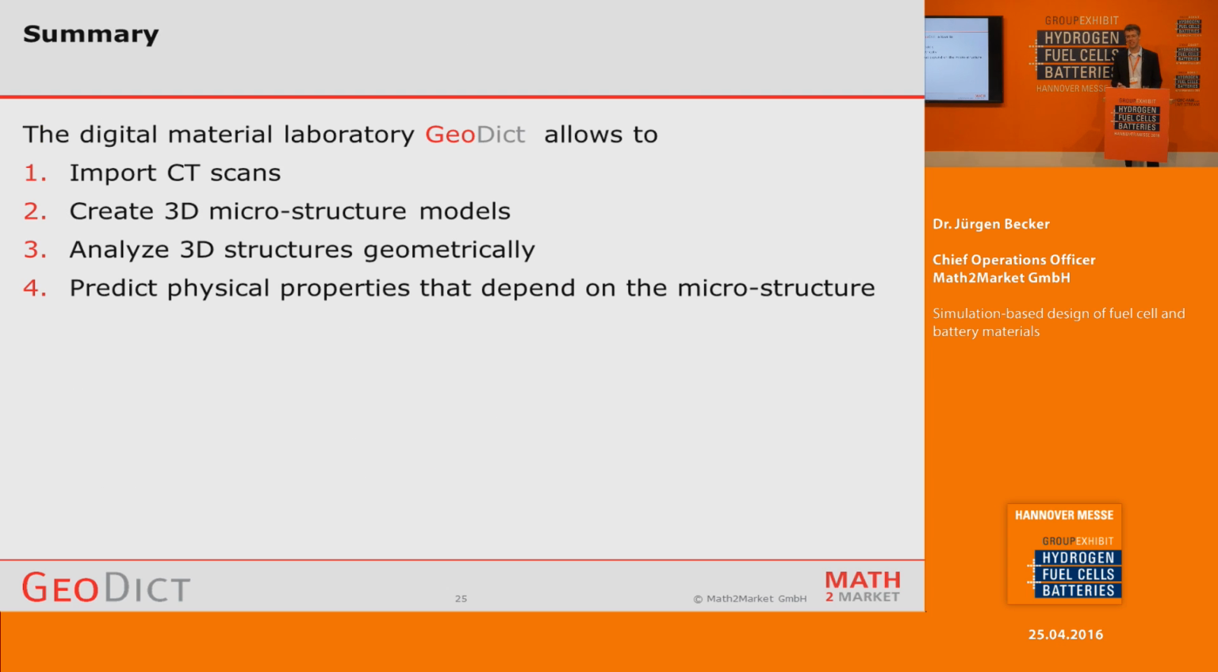So with that, I come to the summary. With the Digital Material Laboratory GeoDict, you can import CT scans or FIB-SEM data. You can create models of 3D microstructures. You can analyze those structures geometrically, and you can compute properties of those materials.